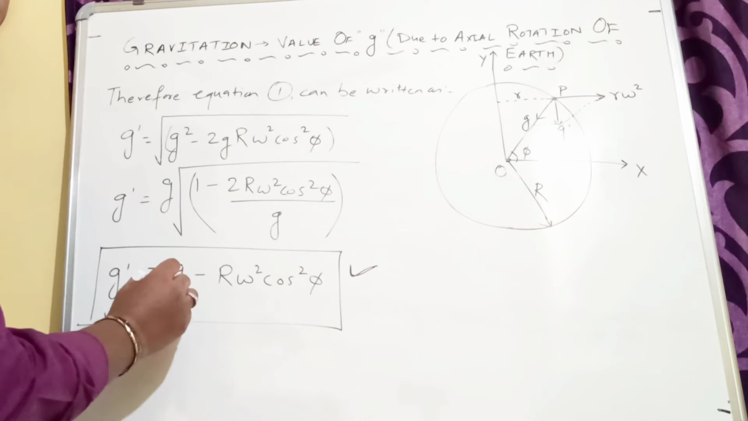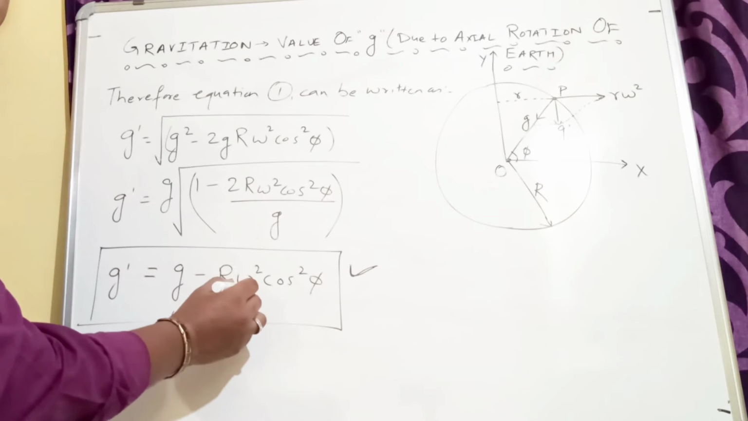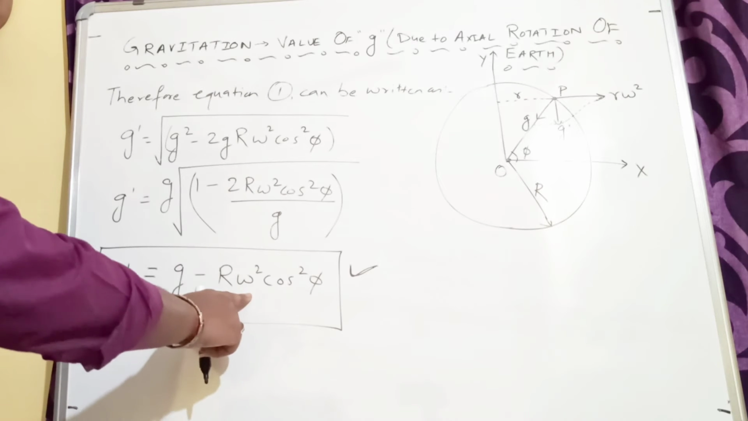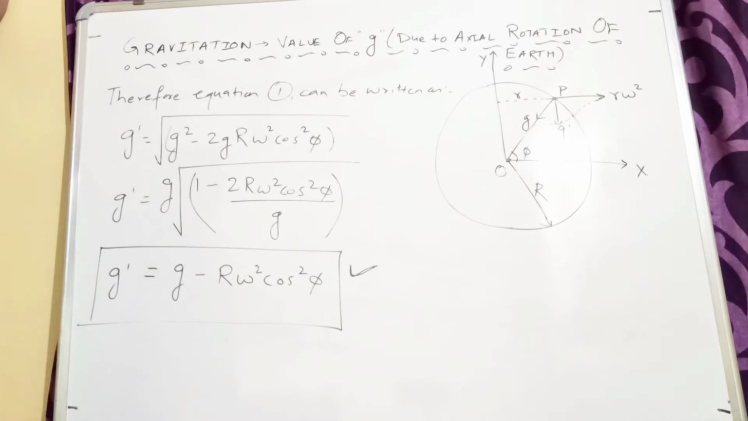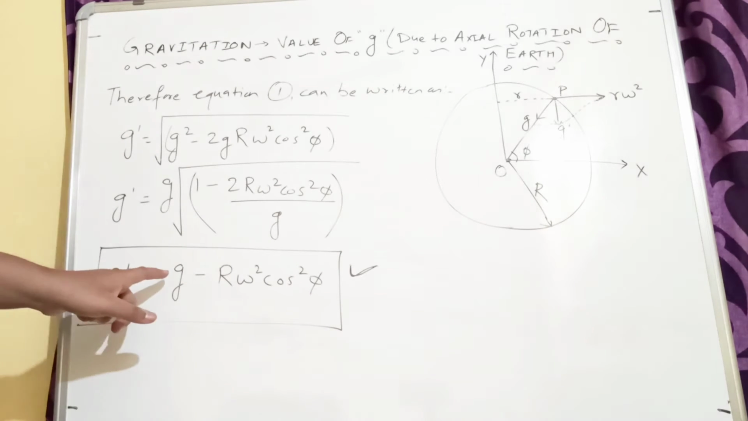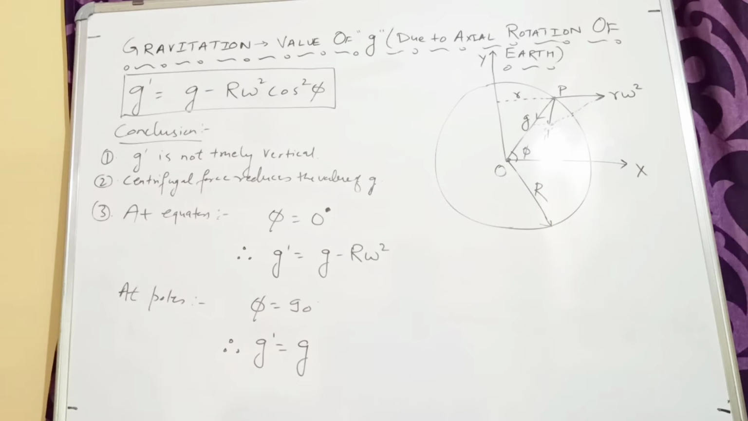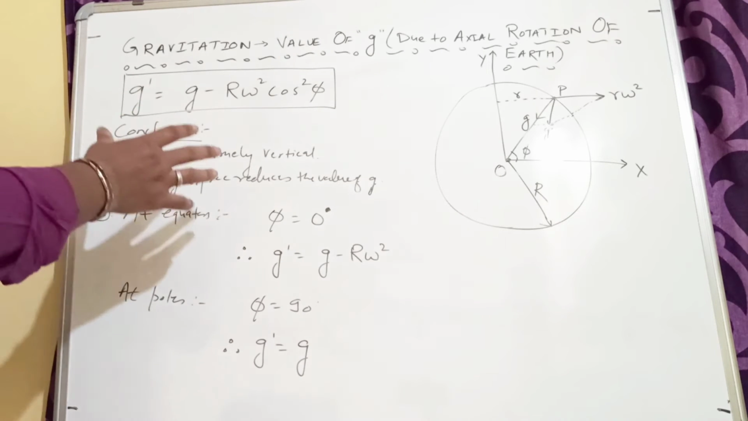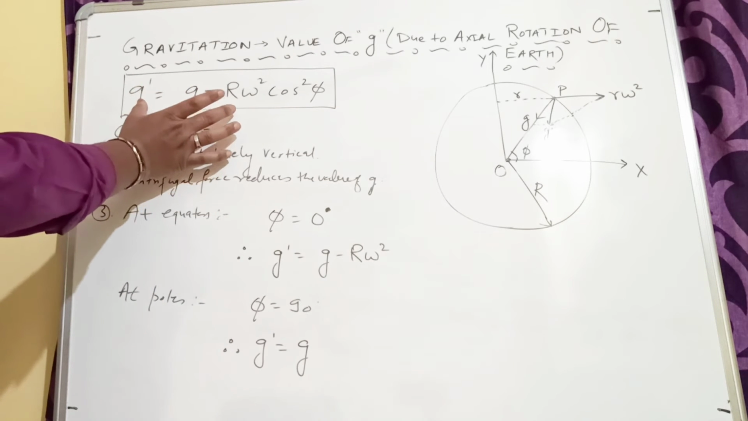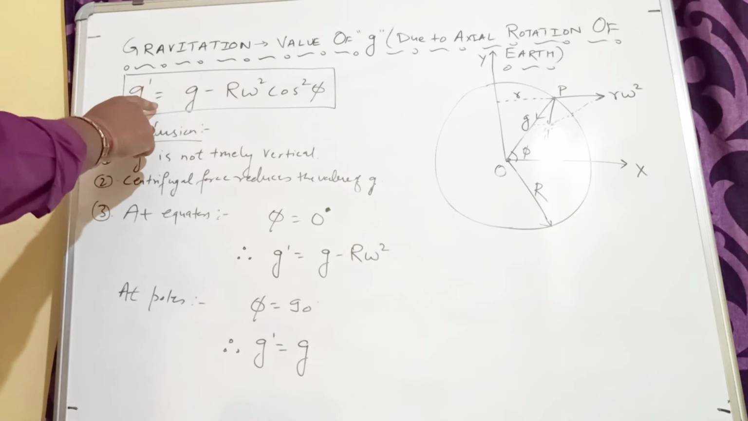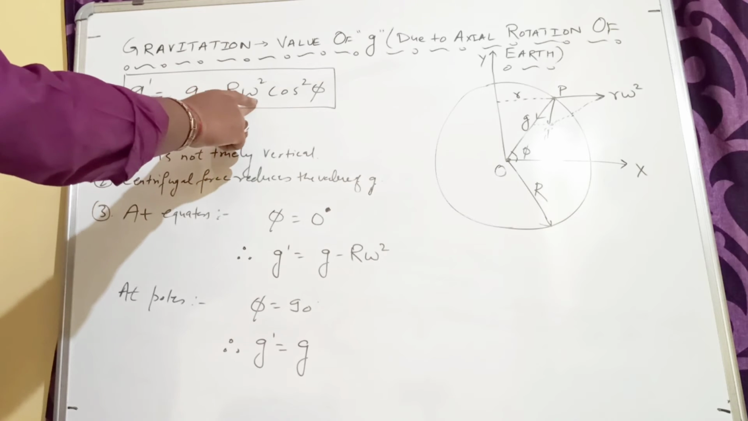So g dash equals g minus R omega square cos square phi, where R is the radius of Earth, omega is the angular velocity, phi is the latitude, and g is the usual normal g, 9.8, you can take. Now come to the conclusion of the derivation. This is the expression we have got for the value of g, which we have denoted by g dash, equal to g minus R omega square cos square phi.